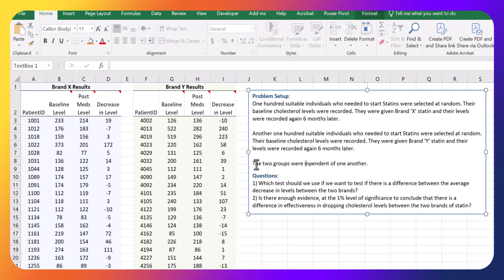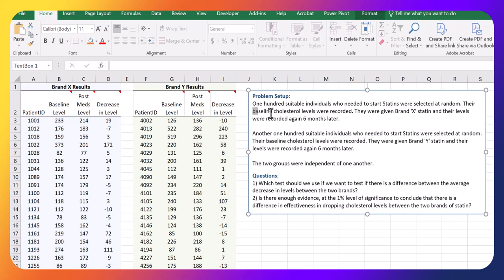And let's assume the two groups that are being tested on are independent of one another. So they're not paired together somehow. That is also possible to do, some sort of pairing of individuals based on certain properties, but we're not doing that in this case. We're just saying the two groups are totally independent of one another.